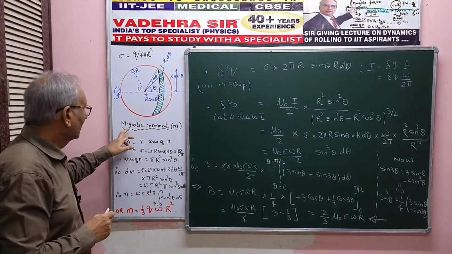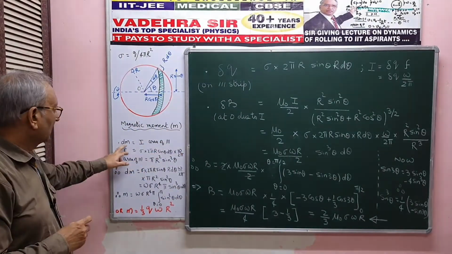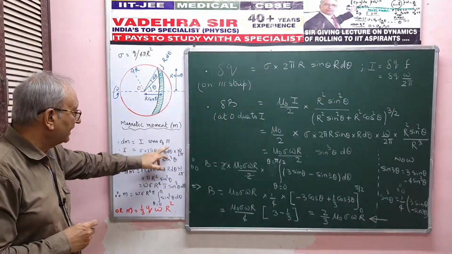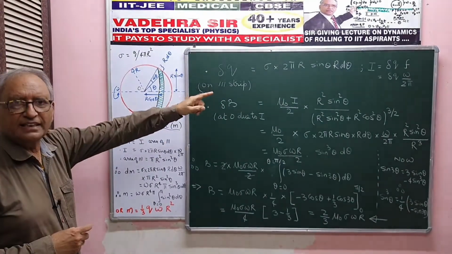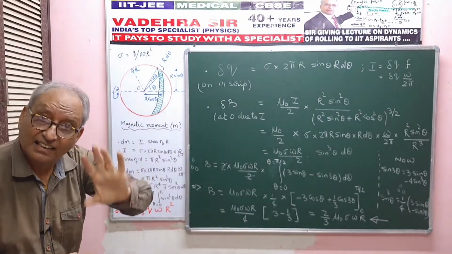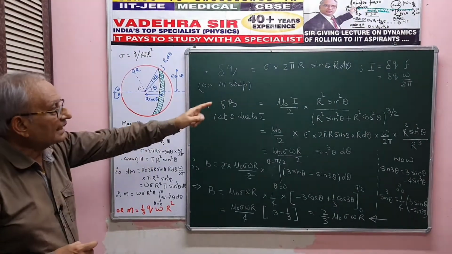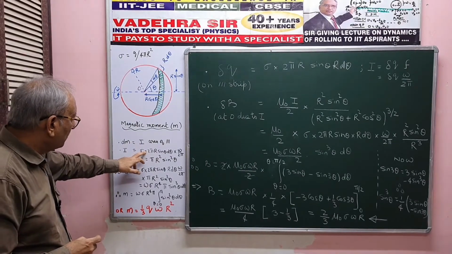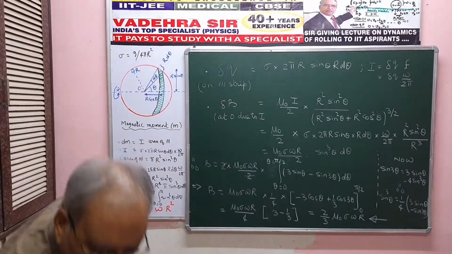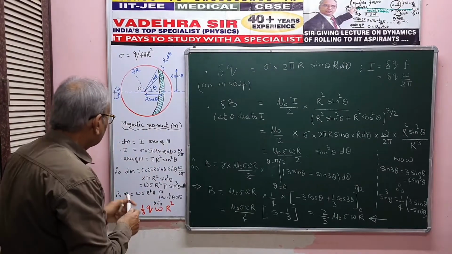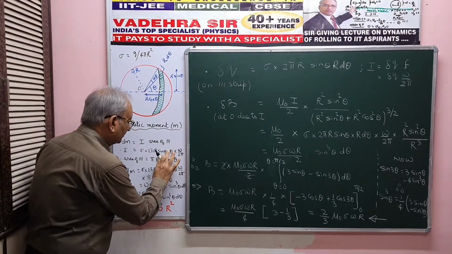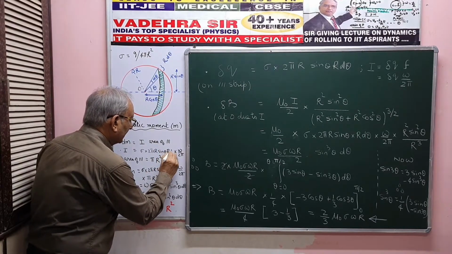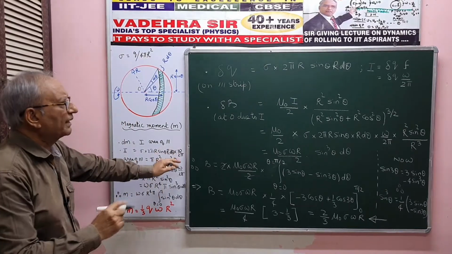Okay, here you are. Elemental magnetic moment is I times the area of the elemental ring, the green shaded one, whose area I know: 2 pi r sine theta r d theta. So here you are. I lift from there, I put down the value of I, sigma into 2 pi r sine theta r d theta into frequency omega by 2 pi, the same value.